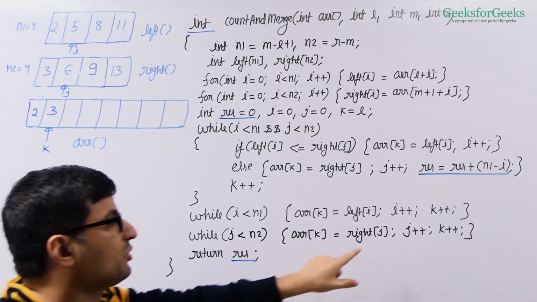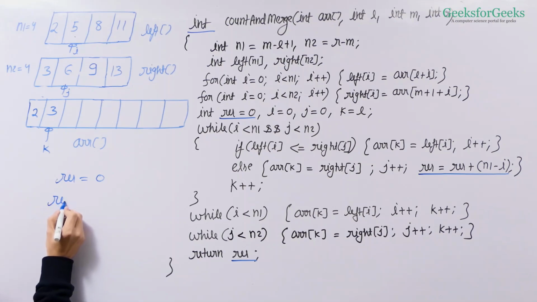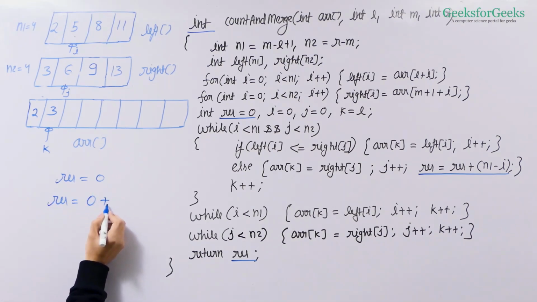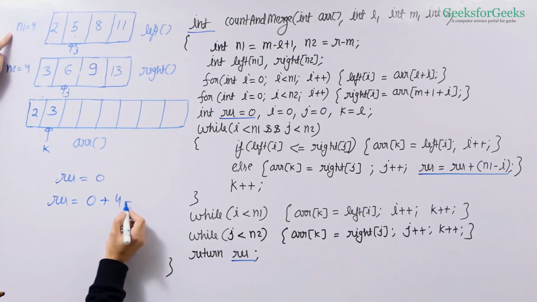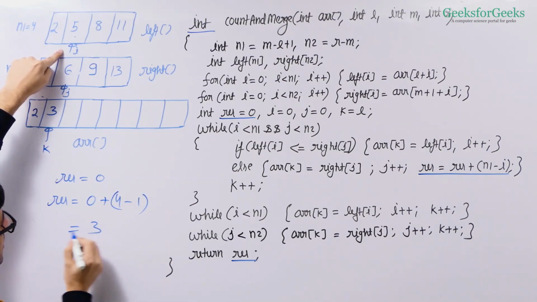And what else you do is you update result equal to result plus n1 minus I. So what is your new result? Result equal to 0 plus, what is n1? n1 is 4 minus I. What is I? I is 1 here. So your result becomes 3.